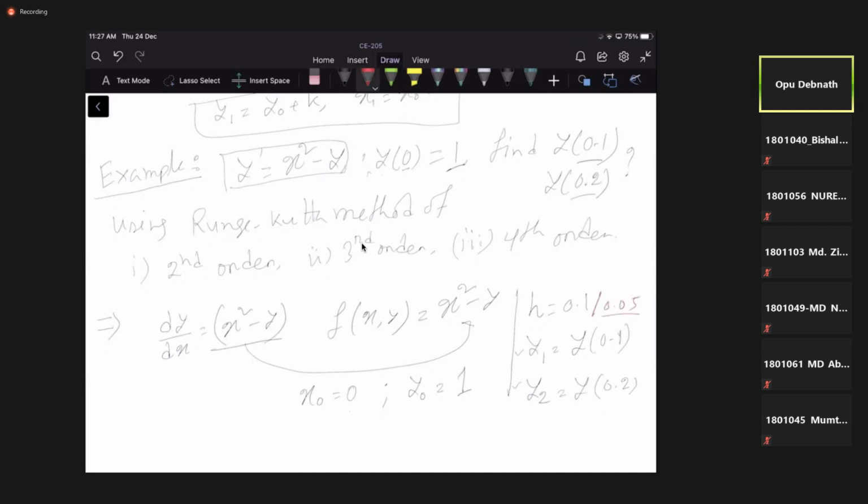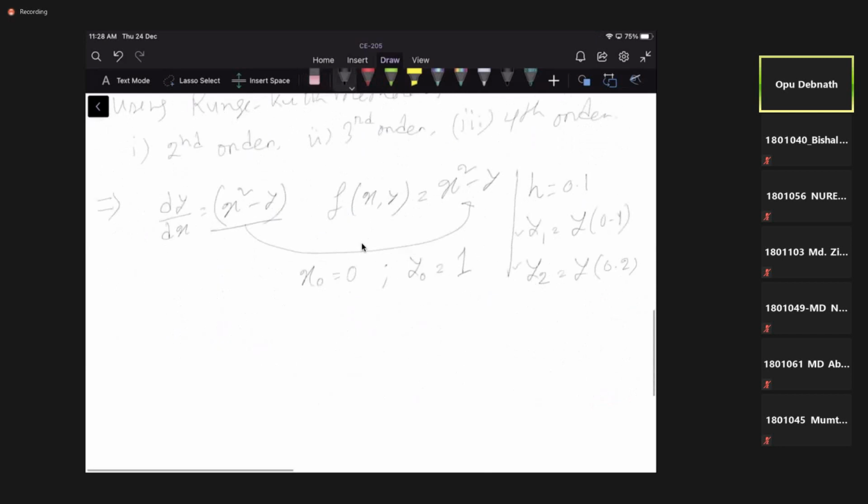If you choose 0.05, for reaching the y value at 0.1 you need two steps: first 0.05 and then 0.1. To go for the y value at 0.2, you need four steps. That means 0.05, 0.1, 0.15 and then 0.2. The number of trials and approximations actually depends on your h value, that means how many steps you are counting. So let's start with second order.